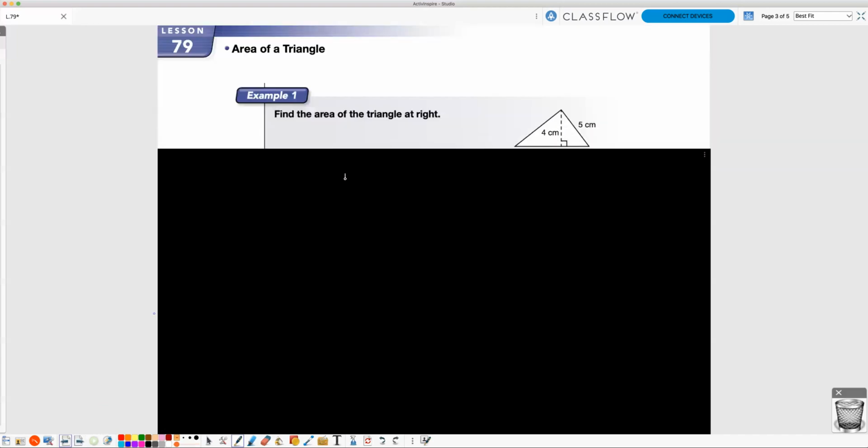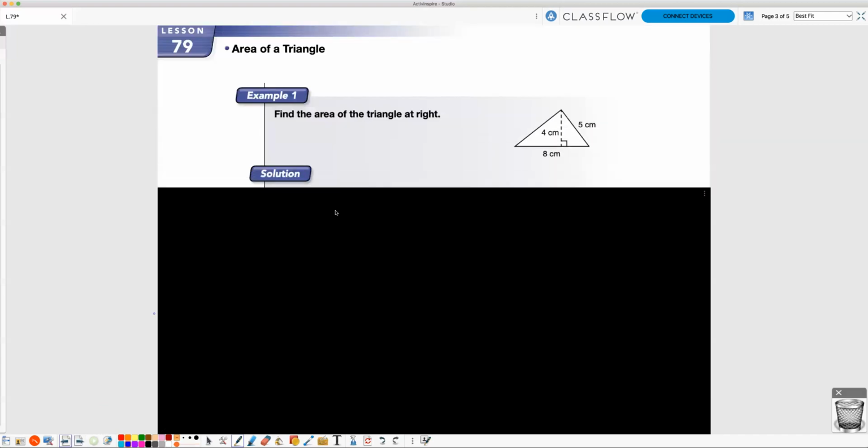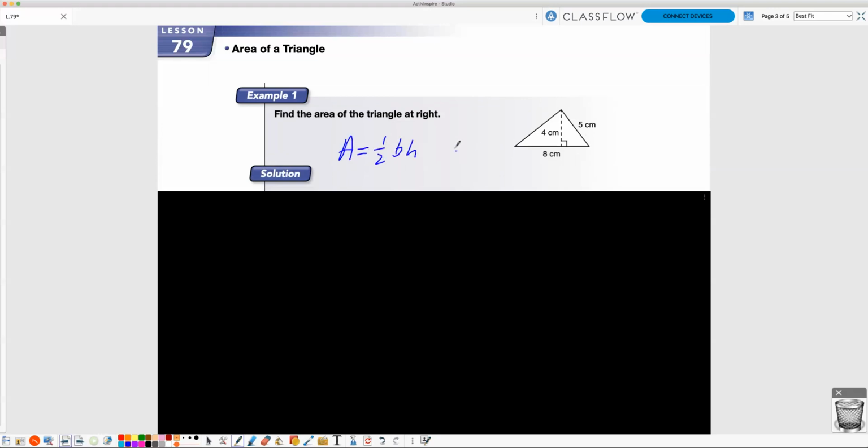All right, let's look at an example here. Find the area of the triangle at right. Remember, the area of a triangle is 1/2 the base times the height, or if you wish, area equals base times height divided by 2. You just need to determine what the base is and what the height is. You have three numbers in this triangle: 4 centimeters, 5 centimeters, and 8 centimeters.